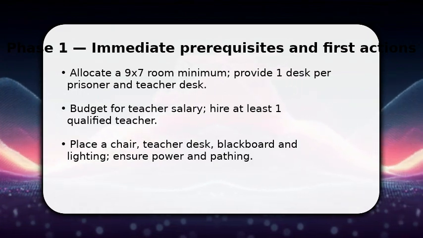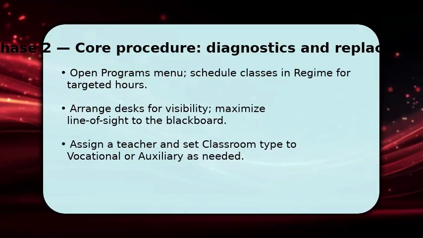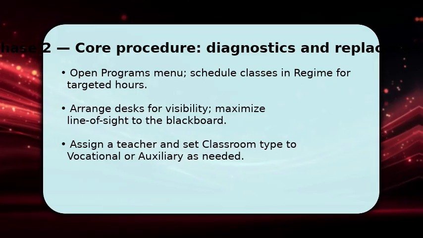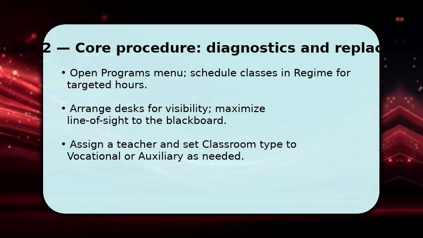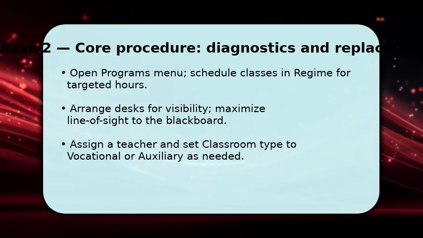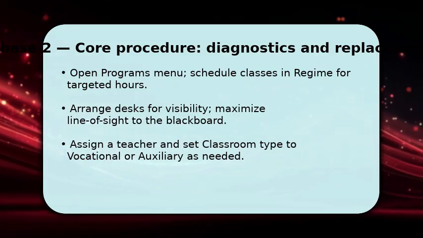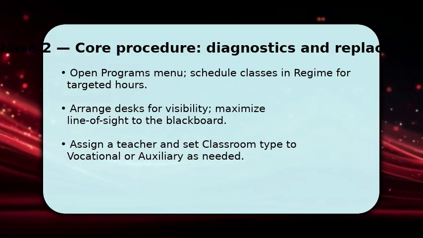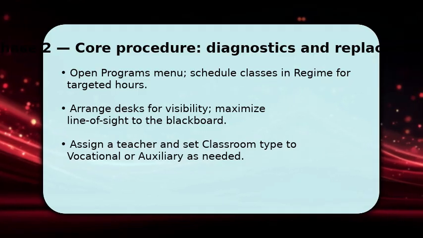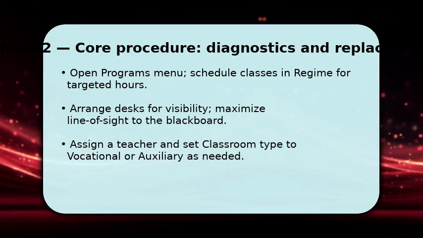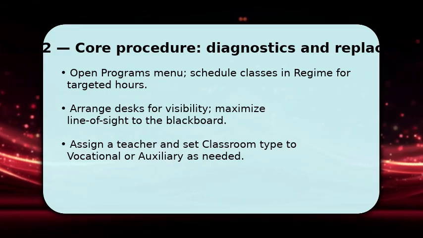Go to Programs and create a class schedule, then link it into your regime so prisoners attend during set hours. Arrange desks to prevent obstructions. Prisoners need clear line of sight to the blackboard for skill gains. Assign your teacher to the classroom and choose the correct room specialization, such as literacy or vocational, depending on goals. Make sure prisoner intake and security are set up. Finally, monitor results and scale.